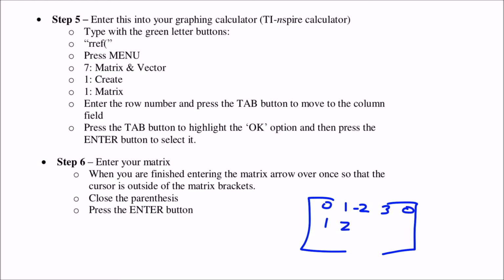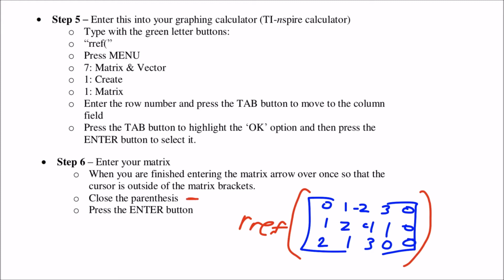Okay, and so whenever you get done entering in your matrix, you have these brackets. Now you will have typed in the letters R, R, E, F, and you would have opened a parentheses. You need to close that parentheses on the outside of your matrix, okay? So that's why you have to arrow over and close your parentheses. Then press the enter button. And when you do that, it's going to give you the answer, okay? We may have to manipulate the answer a little bit, though. Let me talk about that.